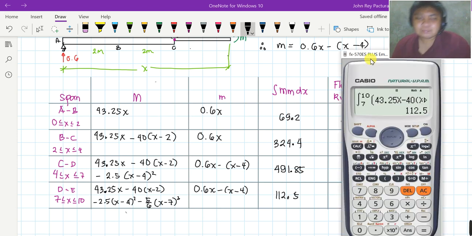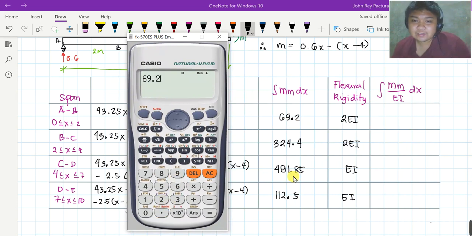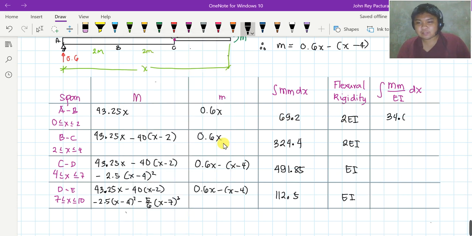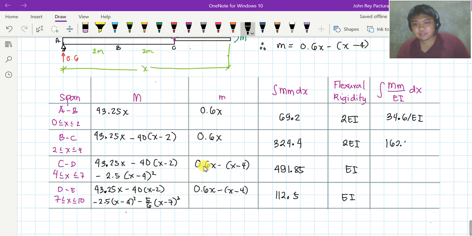So, para matapos na to, for the last column, itong 69.2, I am referring to this one, no? I-divide natin siya class ng 2 para ma-solve natin yung required data sa last column. So, this will be equal to 34.6 over EI. Ganon din for 324.4, divide natin siya ng 2. Ang lalabas ay 162.2 over EI. Well, the rest, do not divide that.